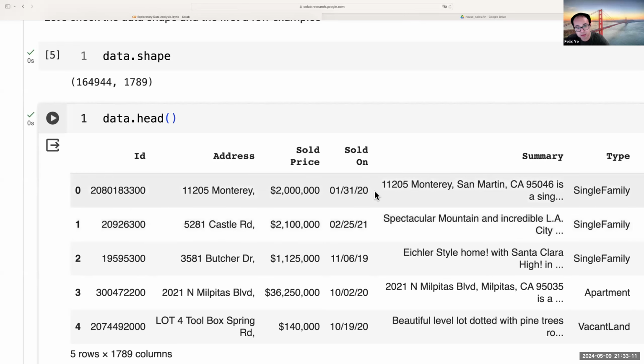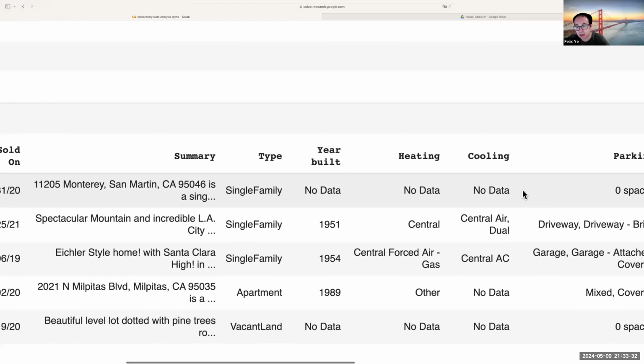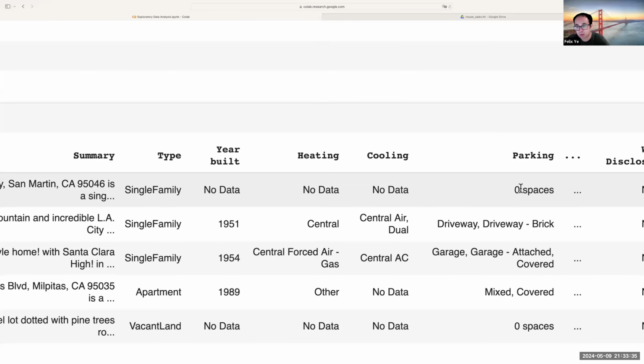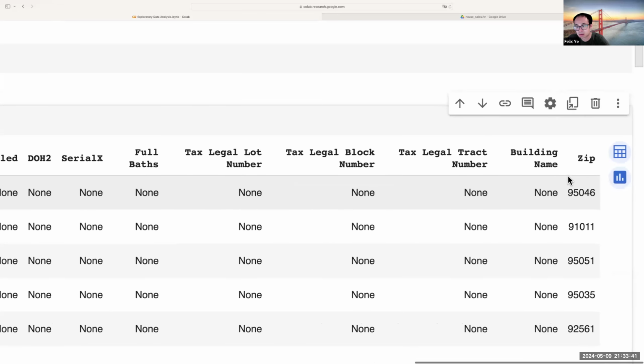And this is sold on, the time that it was sold, and this is a summary. If you go to something like Redfin or Zillow, when you see a house listing, there will be a summary for the house that tells you some basic information. The type, year built, whether it has heating, whether it has cooling, how many parking spaces we have, whether it's a remodel, and a bunch of things, right? There are a lot of things.